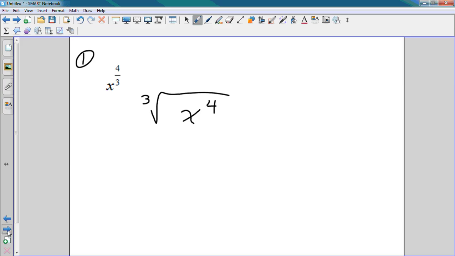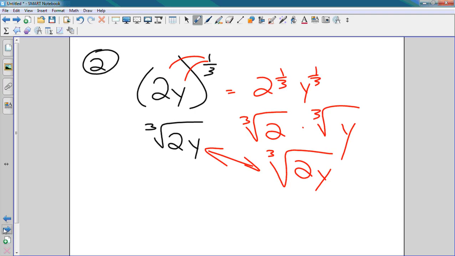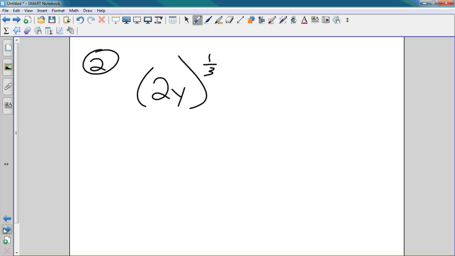Let's do another one. Katie. Cube root, what, or to the 1/3 power, what does that mean? So we cube root over 2y. Cube root of 2y. Just like that. Okay? The cube root of 2y.